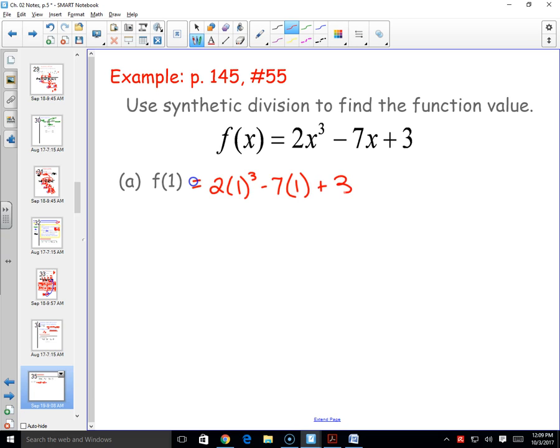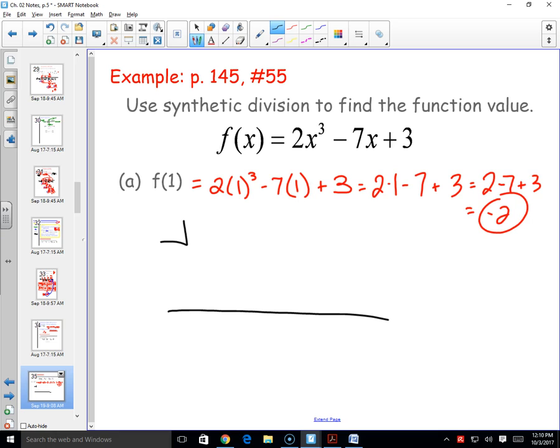Remember, 1 goes in the input spots, which is marked by the x. X marks the spot where 1 has to go. We end up with, PEMDAS says, do the 1 cubed first. Do the 7 times 1 second. I know, I'm showing all the work. 5 minus 7 is negative 2. Do you guys agree? So even though they said to use synthetic to check, let's plug in, figure out what we think it is, then let's do synthetic.